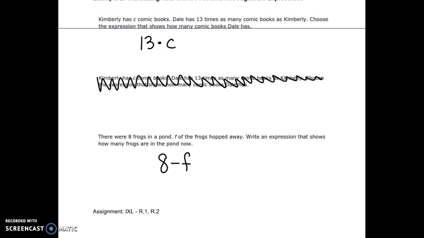So again, your IXLs R1, R2. You guys are expected to do 1 session of extra math. Complete the IXLs. When you're done with that, you may get on Prodigy, you may read a book, or you can get on code.org.